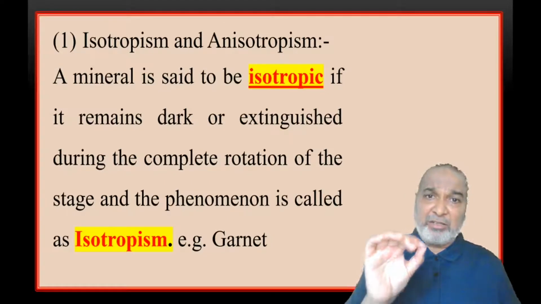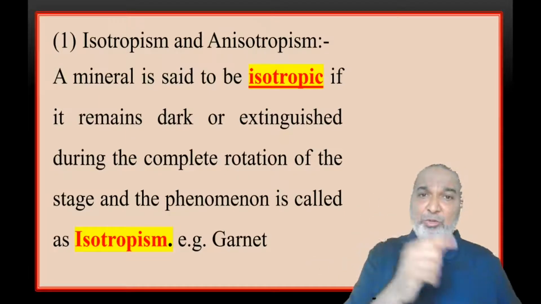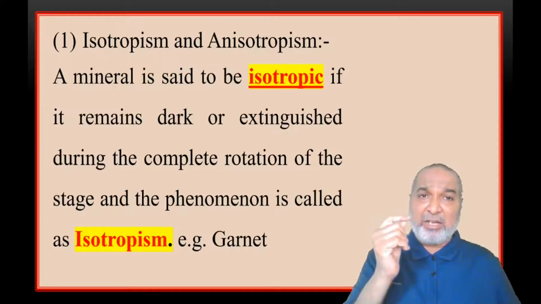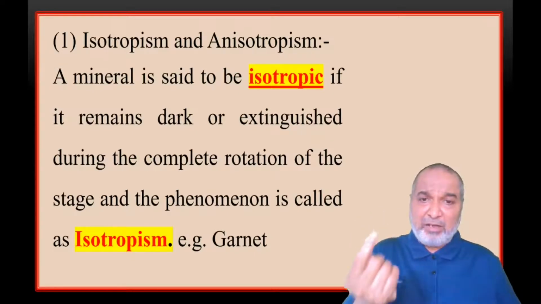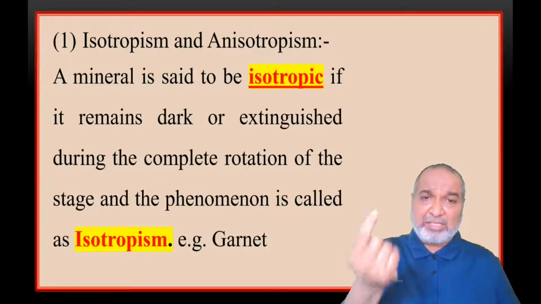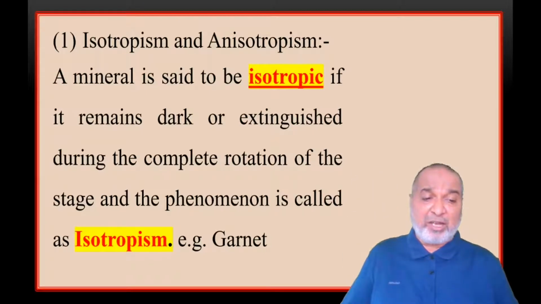The example is garnet. Once you insert the analyzer, you will find that garnet becomes black throughout the 360 degrees, and that is the diagnostic property of garnet. It has light pink color, high relief, irregular cracks, and is isotropic. If you remember isotropic, that is more than sufficient for recognizing garnet.